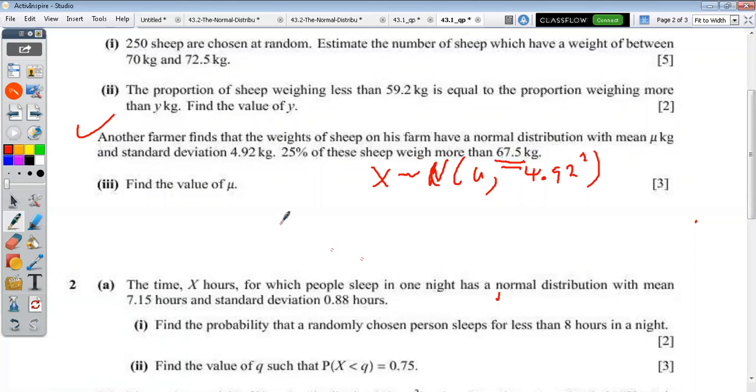Let's think of what we are given here. Let's analyze. It's the opposite of what we've been doing. Now we don't know the mean. The other thing is we don't know if 67.5 is this side or that side. How do we use that? We use this answer here, which is saying 25% of the sheep weigh more than that.